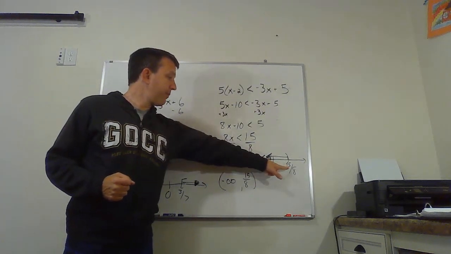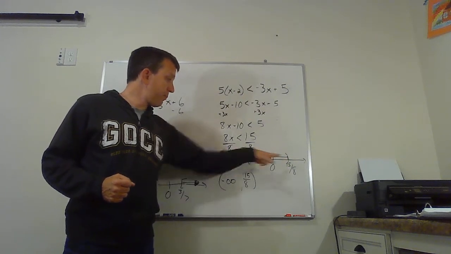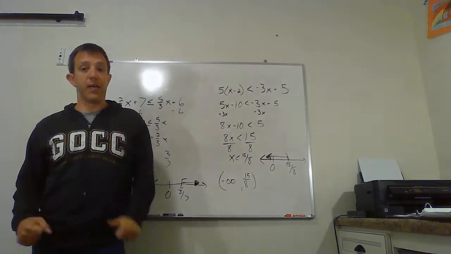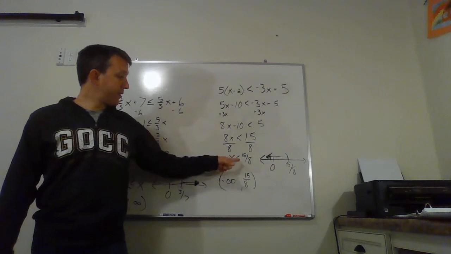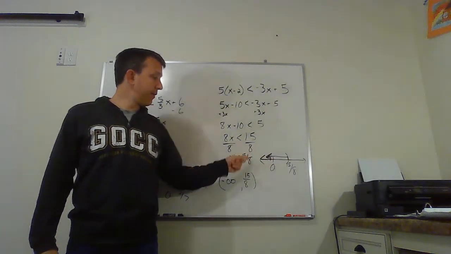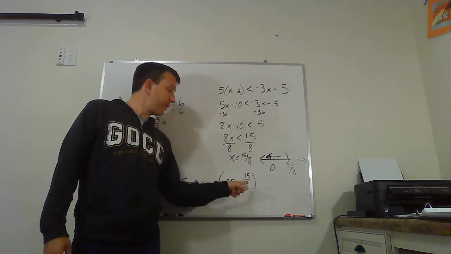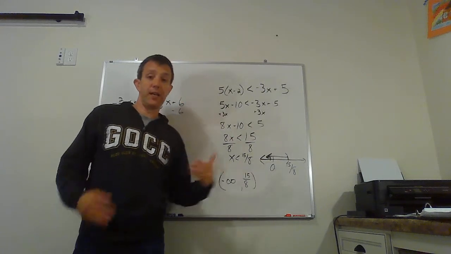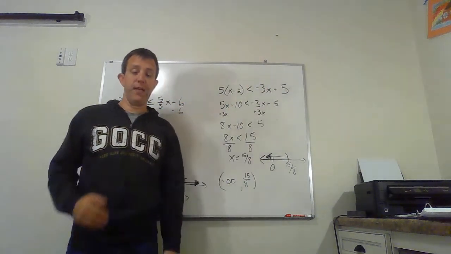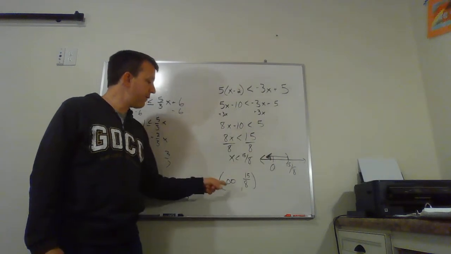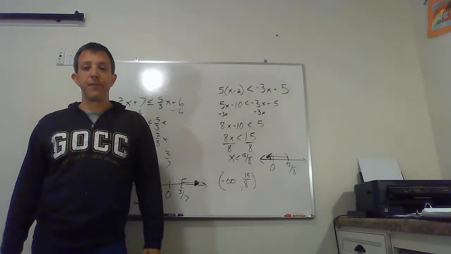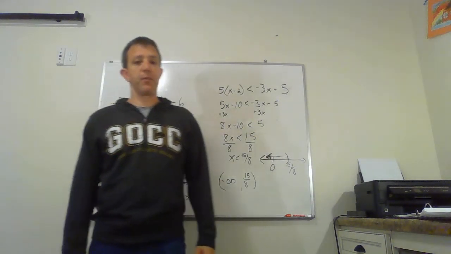So again, I made my graph. There's 15/8. This time I used a parenthesis because the number was not included. And since x is smaller than 15/8, my arrow came out to the left. In my interval, the 15/8 is on the right-hand side, the right end of that interval, and it goes forever out to negative infinity. All right, now we're ready for some compound inequalities.